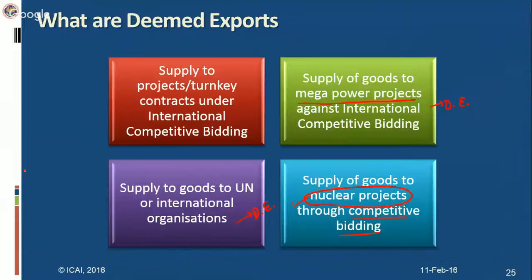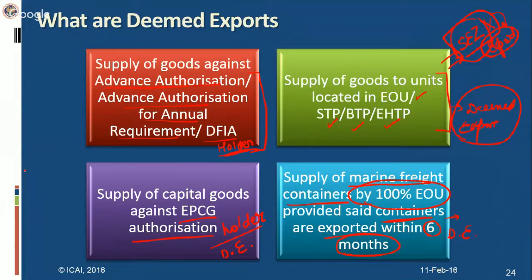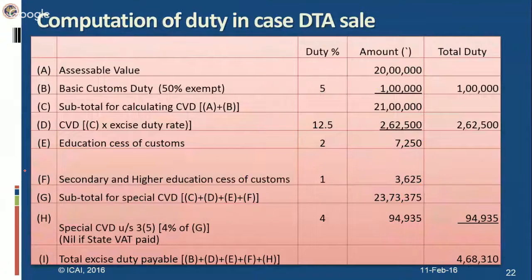In fact, before taking SEZ, let us first discuss the computational problem which I told you about, that if time permits, I will take you to the computation method of duty in case of the DTA sale. We know that the EOU units can sell goods in DTA at concessional duties, so they need to pay a lesser amount of duty. Now, how to compute that? This is important from the CENVAT point of view also.